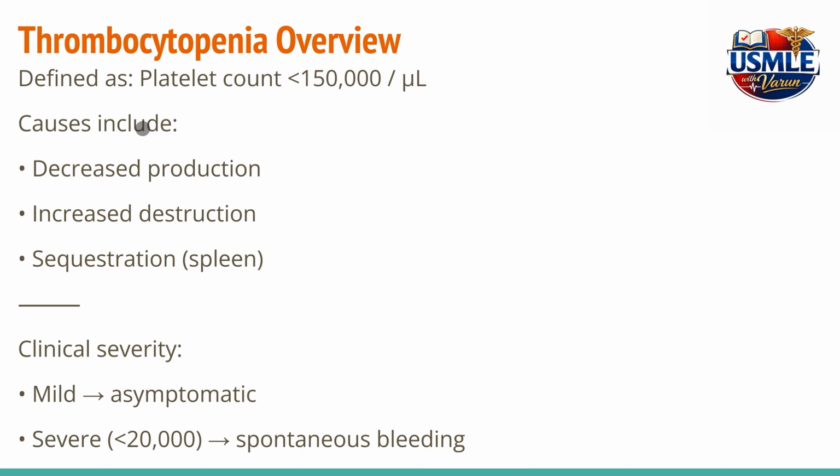Now let's try to understand and discuss thrombocytopenia. Thrombocytopenia is defined as platelet count less than 1,50,000 per microliter. So the causes can be broadly divided into decreased production, increased destruction, and splenic sequestration. Classically, mild thrombocytopenia may be asymptomatic, but when platelets drop below 20,000, patients can develop spontaneous bleeding.